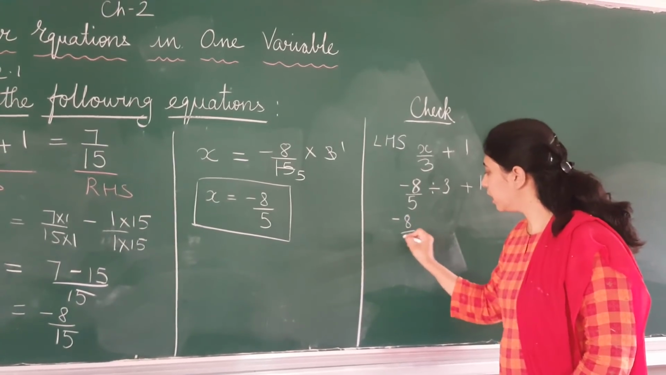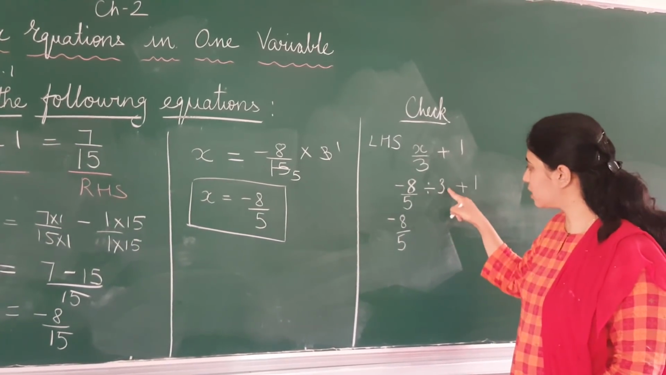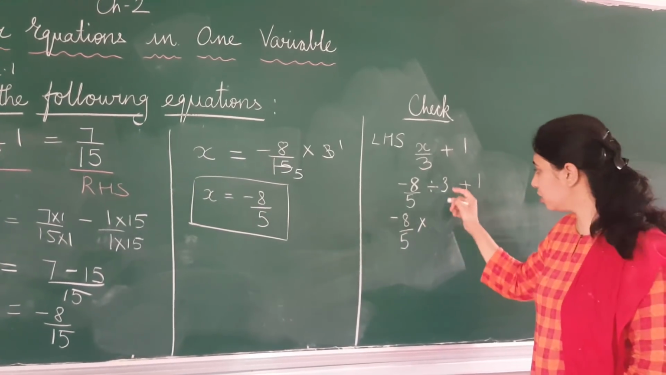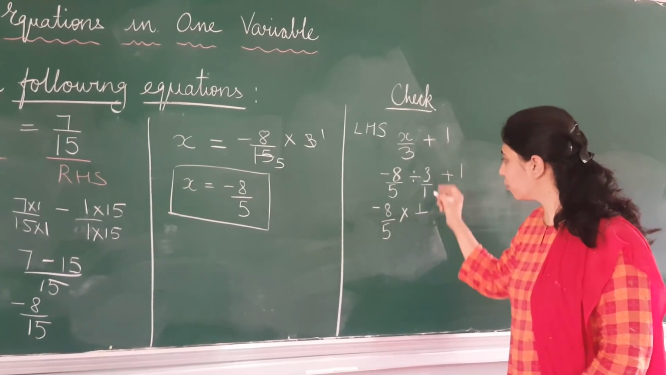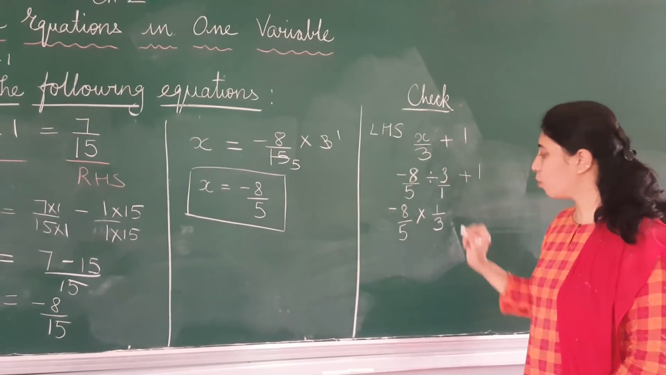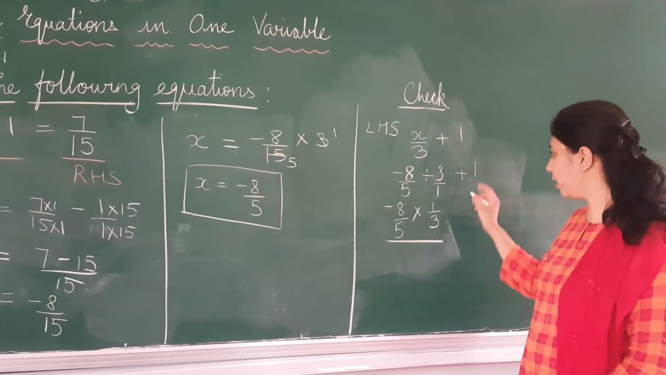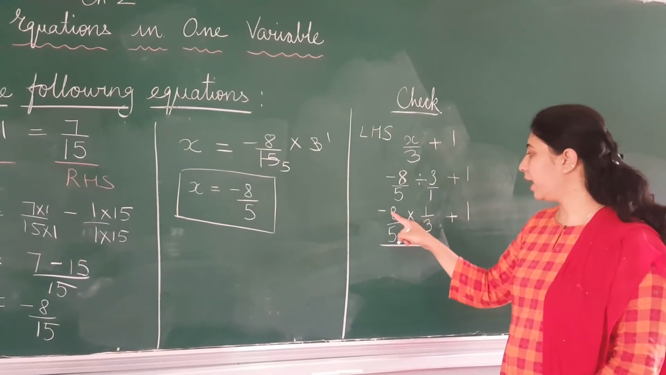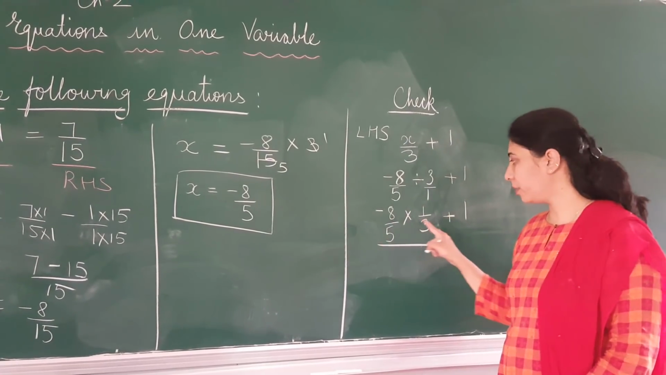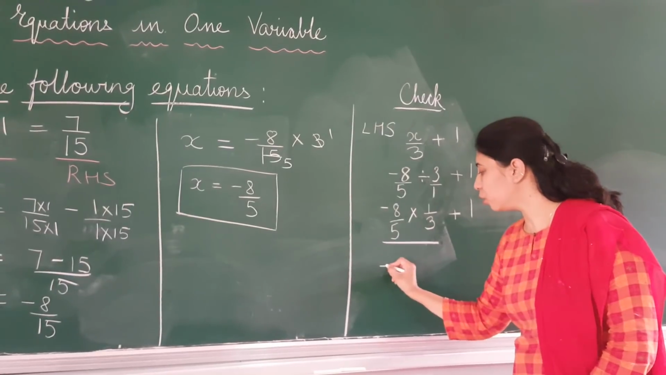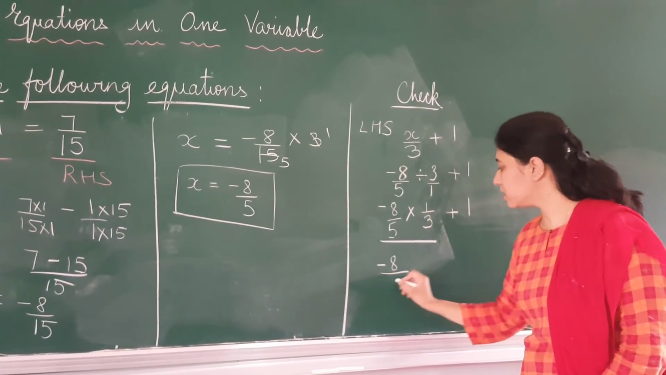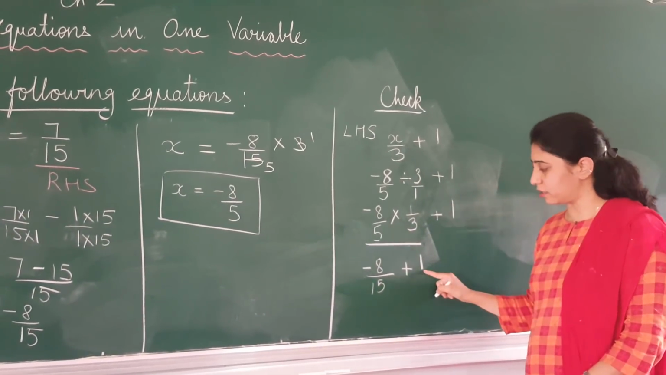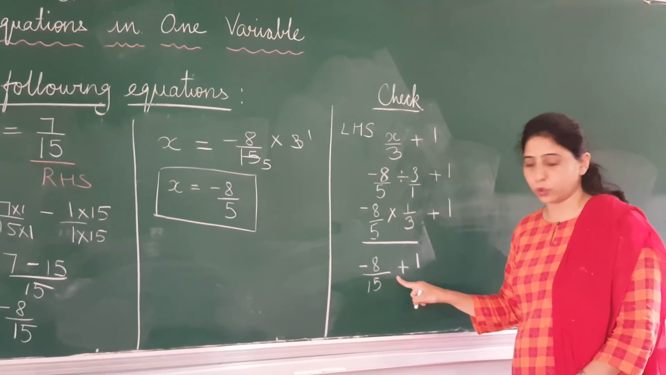So minus 8 upon 5, just take the reciprocal of 3. So convert this into multiplication. Division will become multiplication. 3 upon 1, reciprocal. What is the reciprocal of 3 upon 1? It is 1 upon 3. So this is your multiplication, and plus 1 as it is. Now we have to multiply numerator with numerator, denominator with denominator. So minus 8 into 1 is minus 8 and 5 threes are 15. Again plus 1 here, take it as it is. Now it is addition.